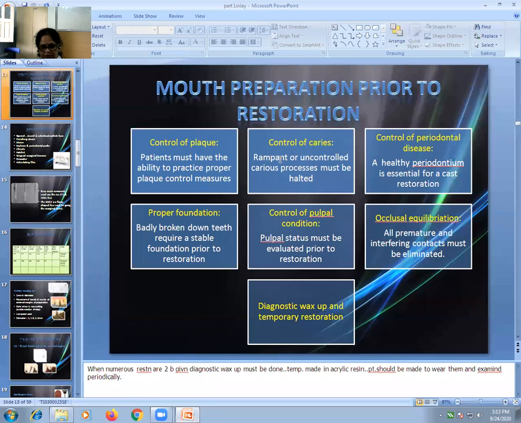Then occlusal equilibrium: you have to check the occlusion properly before you give the restoration. Adjustment of the occlusion is a very important step. In this, all the premature and interfering contacts have to be eliminated. Diagnostic wax-up and temporary restoration, you should be ready. This mock-up work has to be done before you start your procedure.